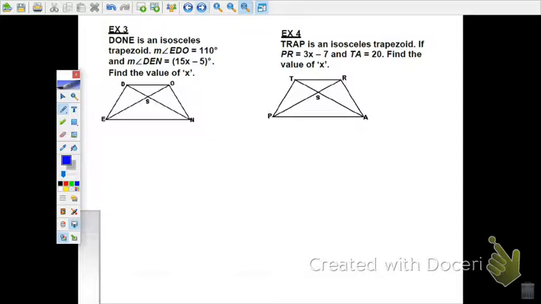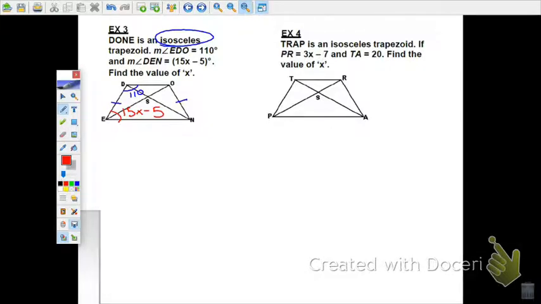In example 3, we are told that DONE is an isosceles trapezoid. So again, that means that my non-parallel sides are congruent. We are told that the measure of angle EDO is 110 and DEN is 15x minus 5. We want to find the value of x.